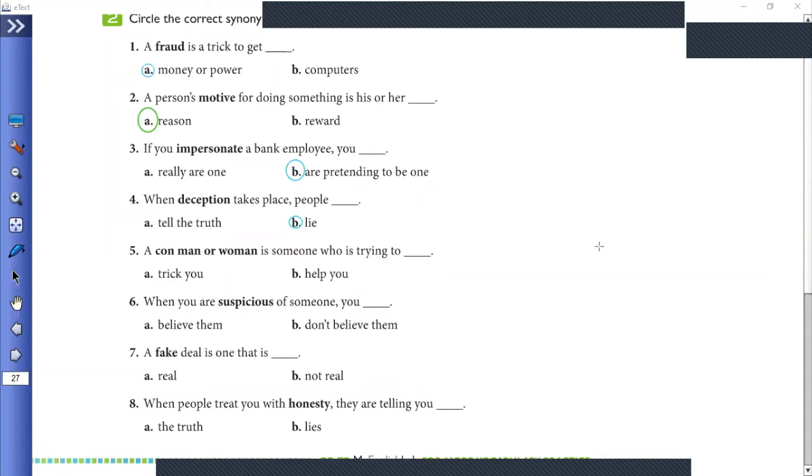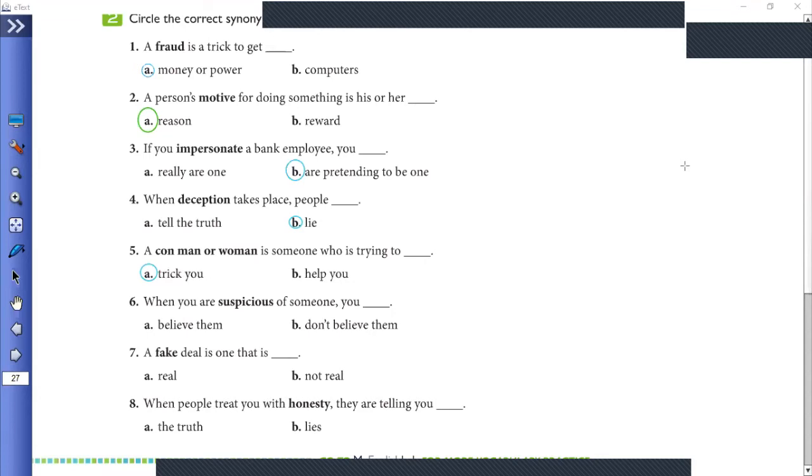Number 5, I'm gonna ask Bagus. Yeah, what is it, Budi? I want to answer, miss. Yeah, okay, you can do number 5. A con man or woman is someone who is trying to trick you. Yeah, exactly. That person will try to trick you. Awesome. Thank you.